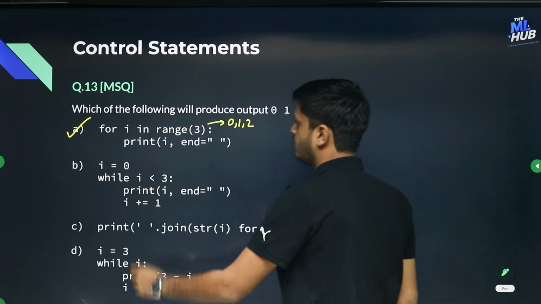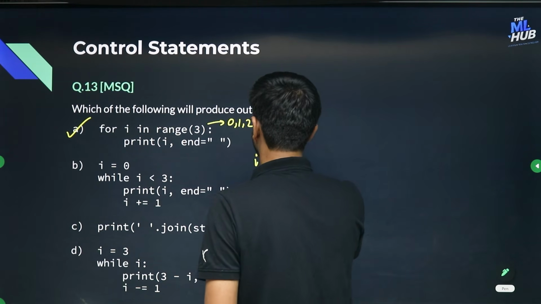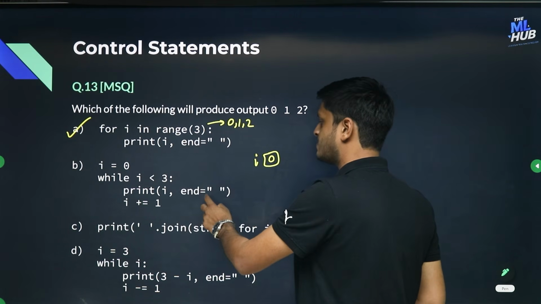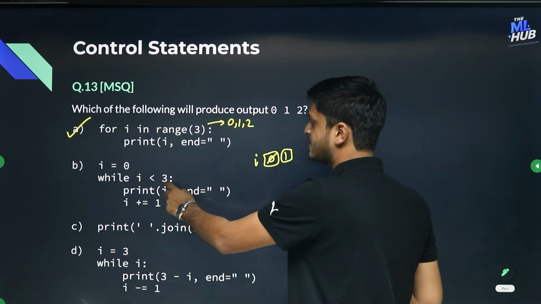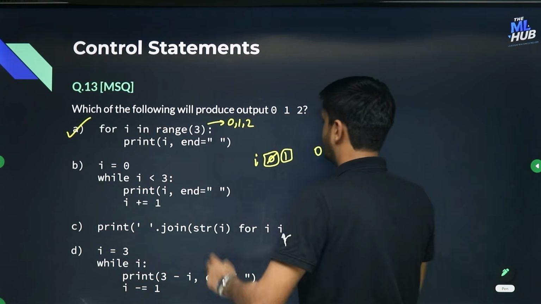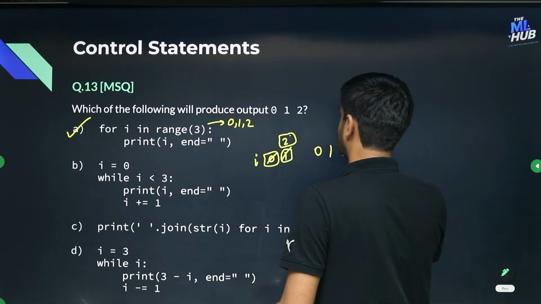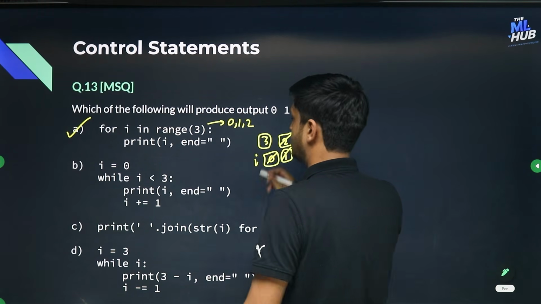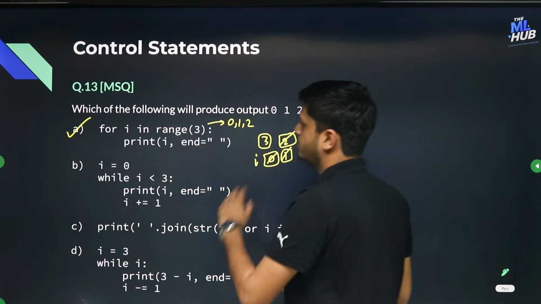Option A is correct. Option B is a while loop. i is equal to 0. While i is less than 3, so 0 is less than 3, you will print 0 and then a space, then i will be incremented by 1. Now 1 is less than 3, so 1 will be printed and then a space. Then i += 1 means i will become 2. Now 2 will be printed and then a space will be added. Then i += 1 means i will become 3. Now 3 is not less than 3, the condition is false, and you will come out. So the output again will be 0, 1 and 2. So this is also correct.